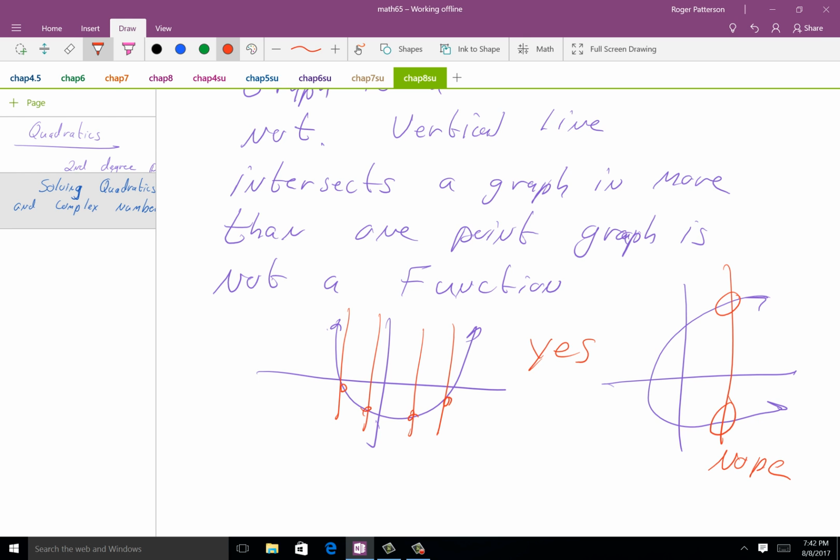So there's going to be some problems with that. All right, in your assignment and on the final, it's going to say, hey, is this a function or not? All right. And that's all there is in 8.6.